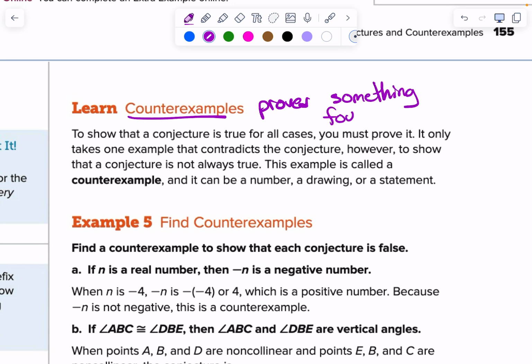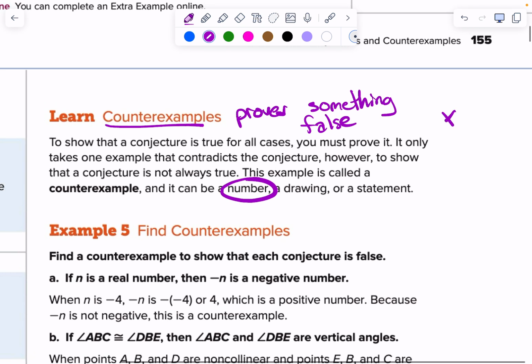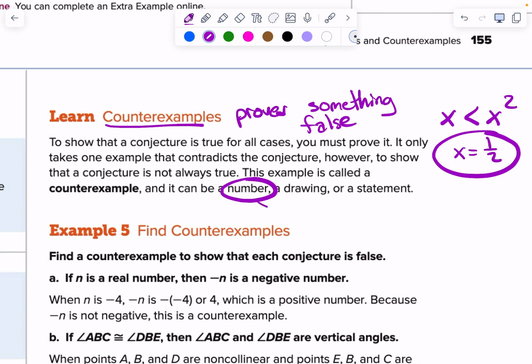Now, a counterexample could be three different things. Ready for this? A counterexample could be a number, like the example that I gave you before, where I said x is always less than x squared. You're like, no, that's not true when x is 1/2, right? That is a counterexample in number form.